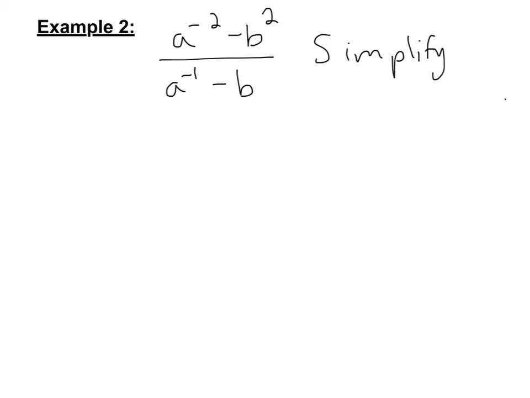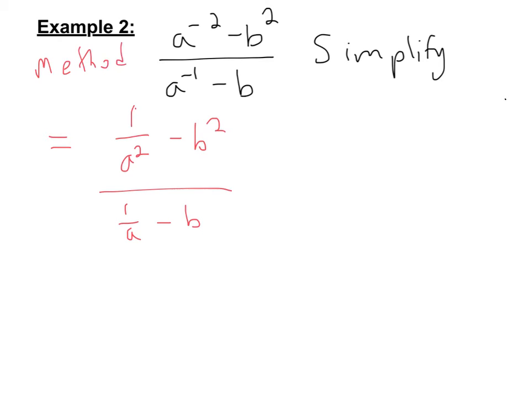So here we have a complex fraction, though it's kind of concealed by these negative exponents. So let's rewrite this using our knowledge of negative exponents. This will be 1 over a squared minus b squared over 1 over a minus b. And in this example, we're going to use method 2, which doesn't mean find a single fraction in the numerator or denominator. That's method 1.